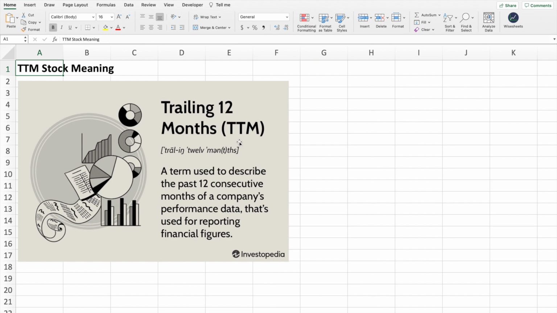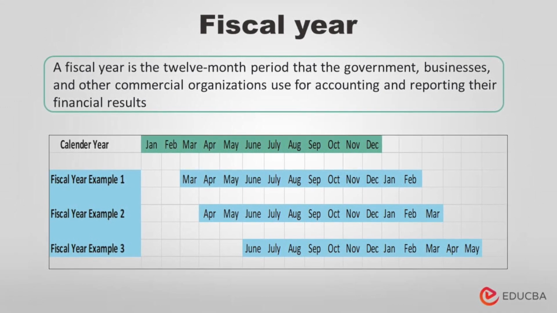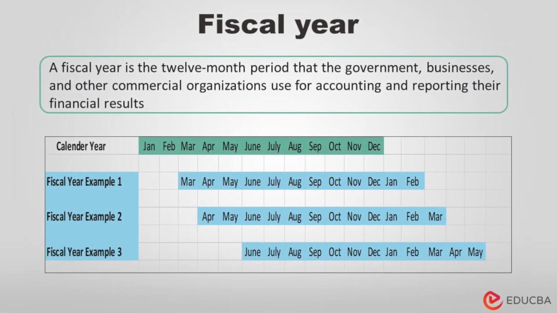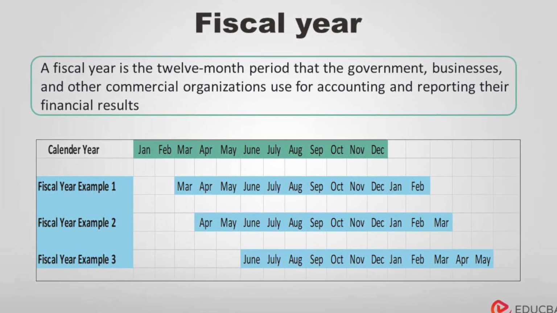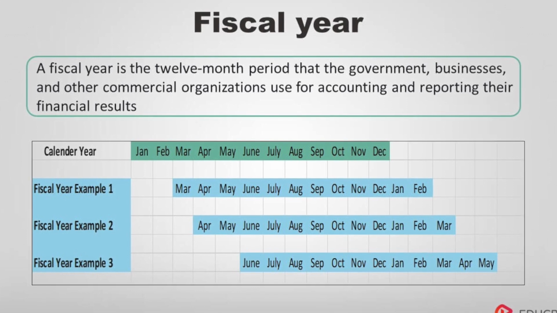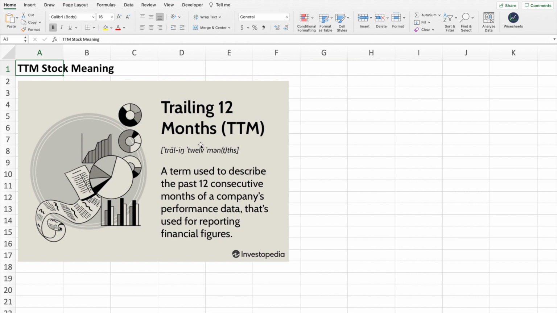These figures are very useful to be able to compare the performance of different companies, because the reality is that different companies have different fiscal years. And so when you have a TTM metric, it allows you to more easily compare those companies without the numbers being swayed by things like seasonality or anything like that. And this is going to make a little bit more sense as we dive into the calculation of this metric for different items of the financial statements.